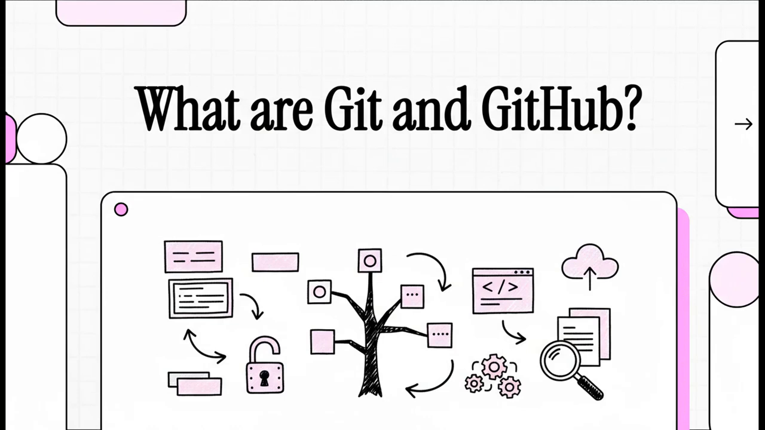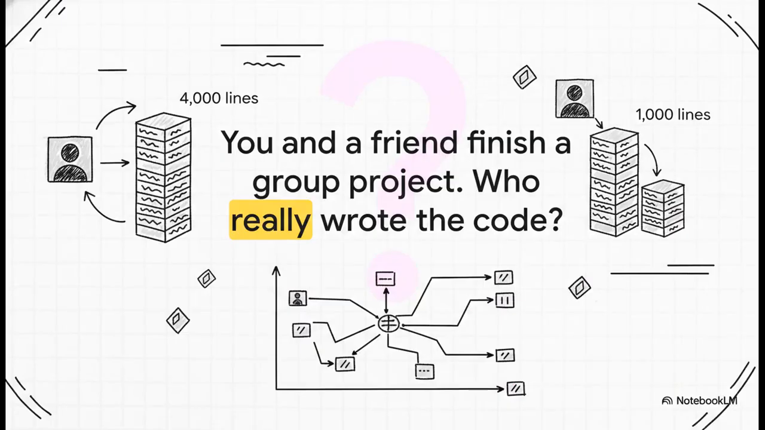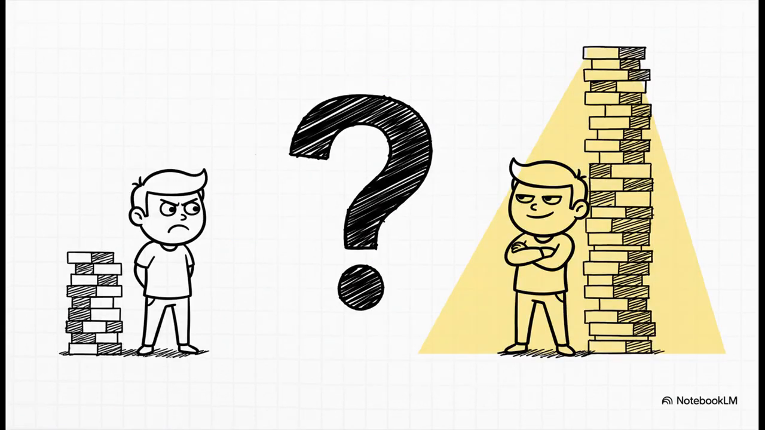All right, let's get right into it. What exactly are Git and GitHub? Okay, picture this. You and a friend do a project. You write 4,000 lines of code. They write 1,000. But when you present, your friend takes credit for the big part. So, how do you prove what you did?